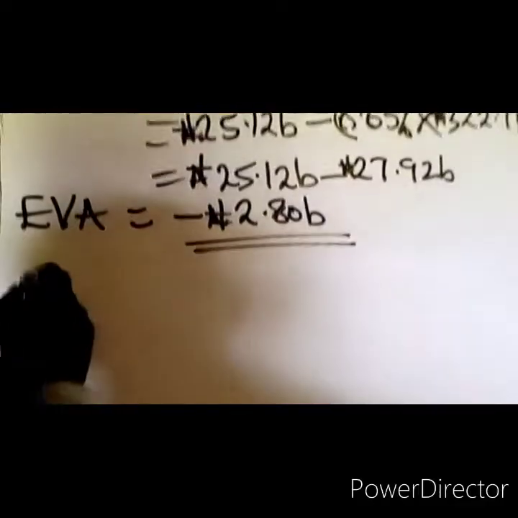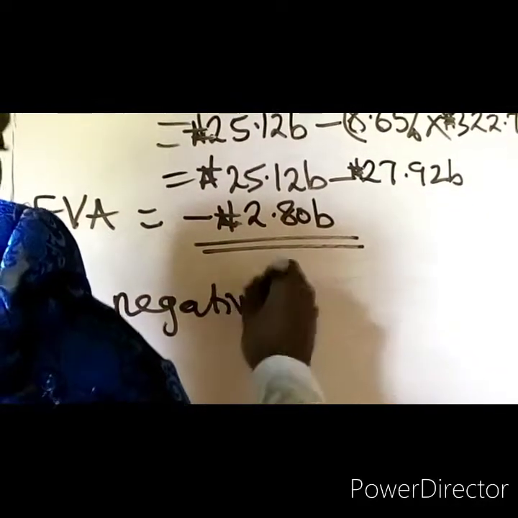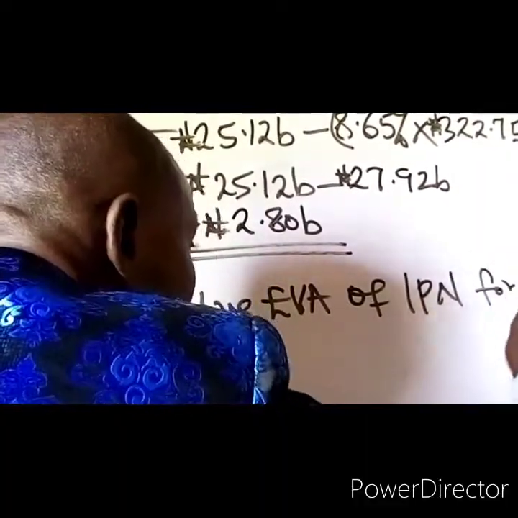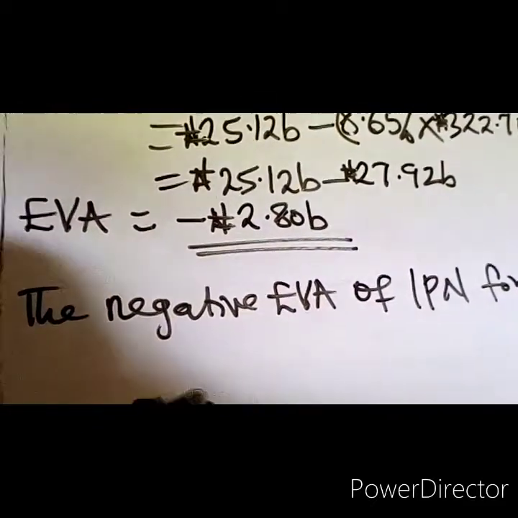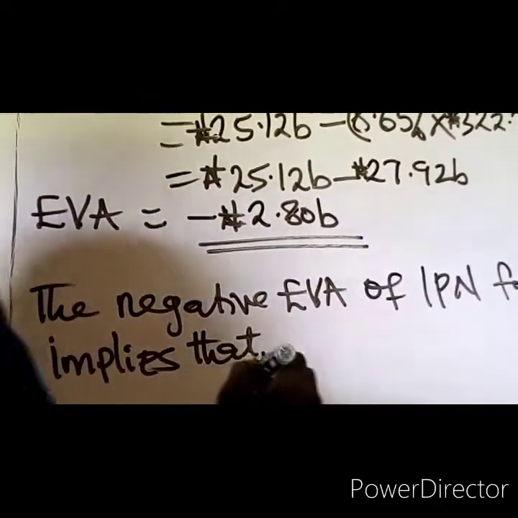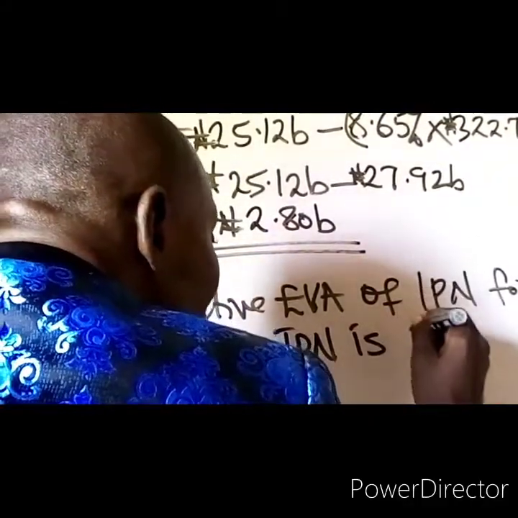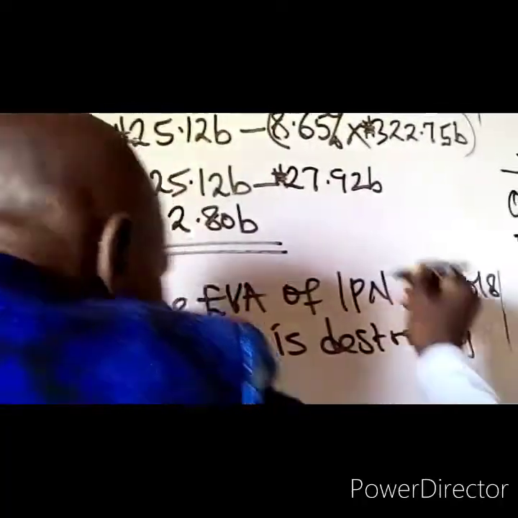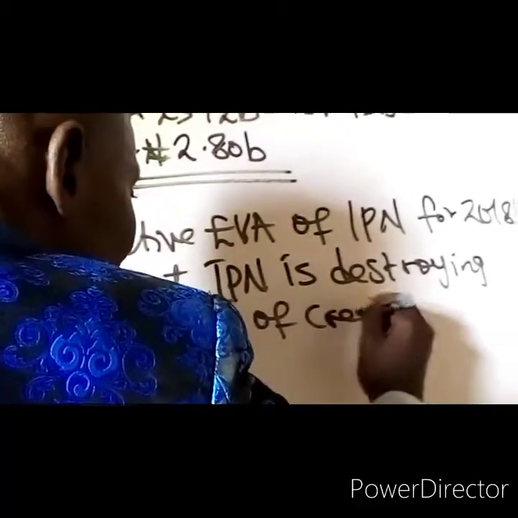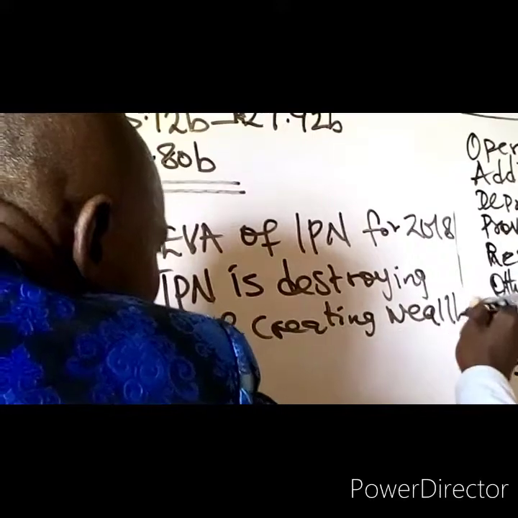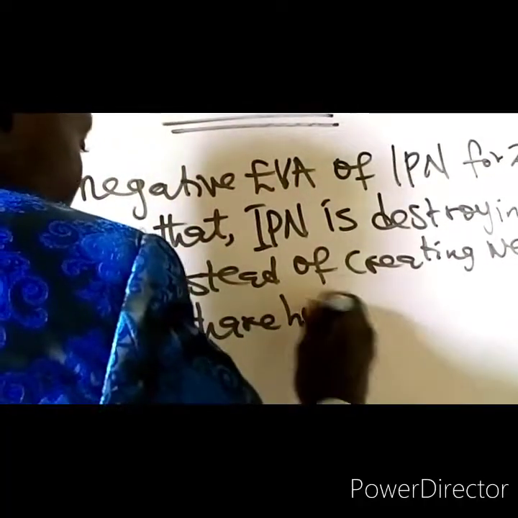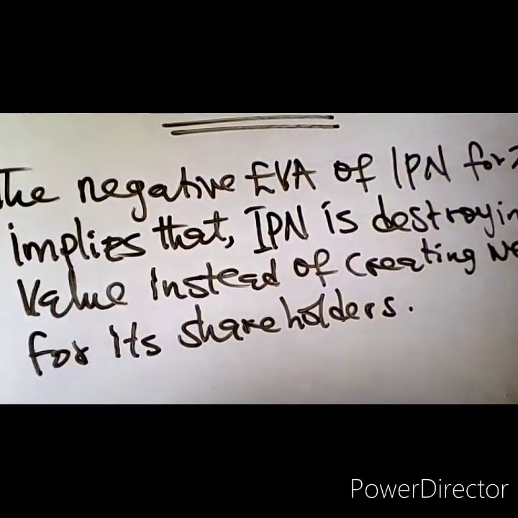The negative EVA of IPN for 2018 implies that IPN is destroying value instead of creating wealth for its shareholders. That is the requirement in A.